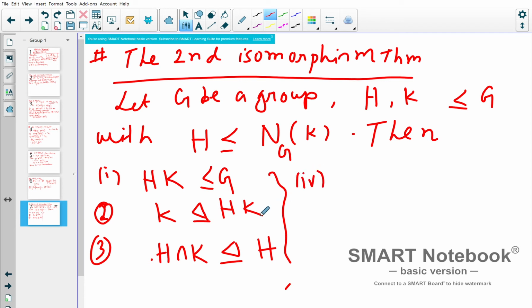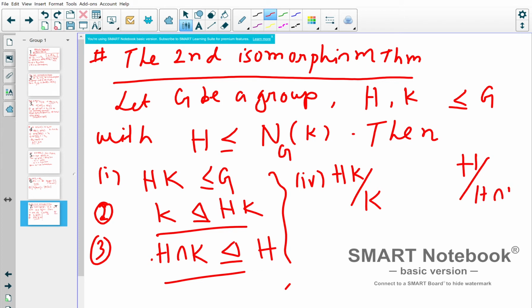With the help of all those things, the fourth important result is what? See, this is a normal subgroup, and this is a normal subgroup. So you can talk about the quotient group. You have a quotient group HK mod K, and you have another quotient group here, H mod H intersection K, and this theorem tells you that these two quotient groups are isomorphic. This is the important result. Okay, so these two quotient groups are isomorphic to each other. Clear? This first proof we already did in the previous class.